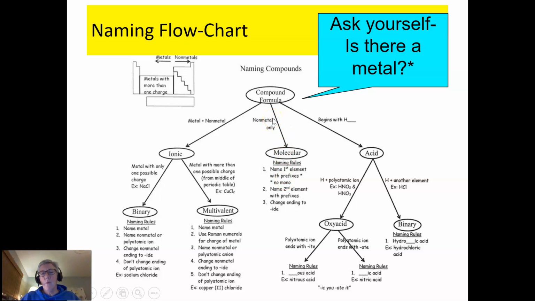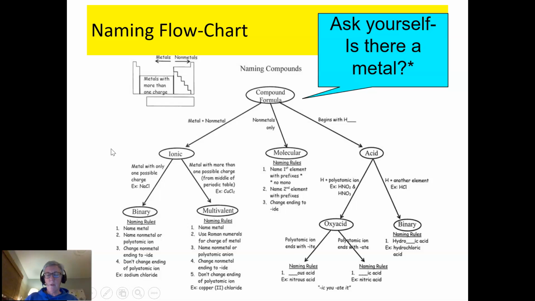So the first thing you do when you're presented with some formula and you've got to come up with the name is you ask yourself, is there a metal? Because if there's a metal, you automatically are going to go down this pathway of ionic naming rules. So if the very first element is a metal, you instantly know you have some ionic compound. This asterisk is there because you could also have the ammonium ion, which is a positively charged polyatomic ion, and you would also have an ionic compound, and you would follow the ionic naming rules.